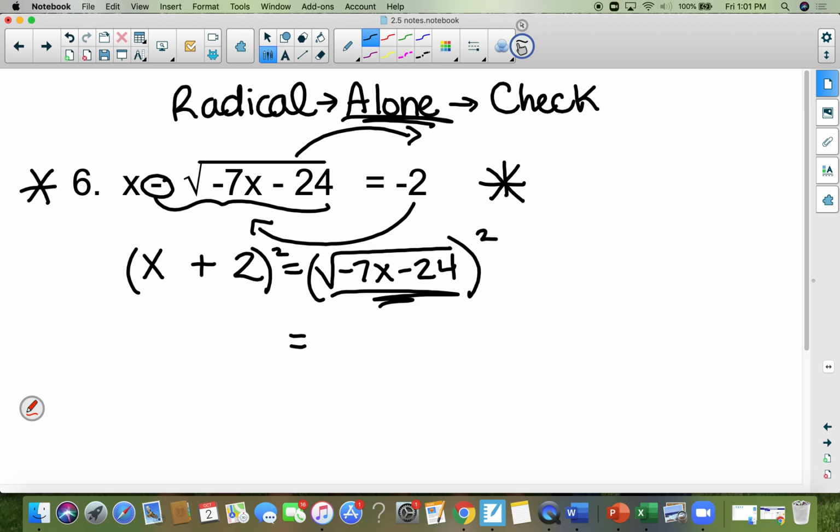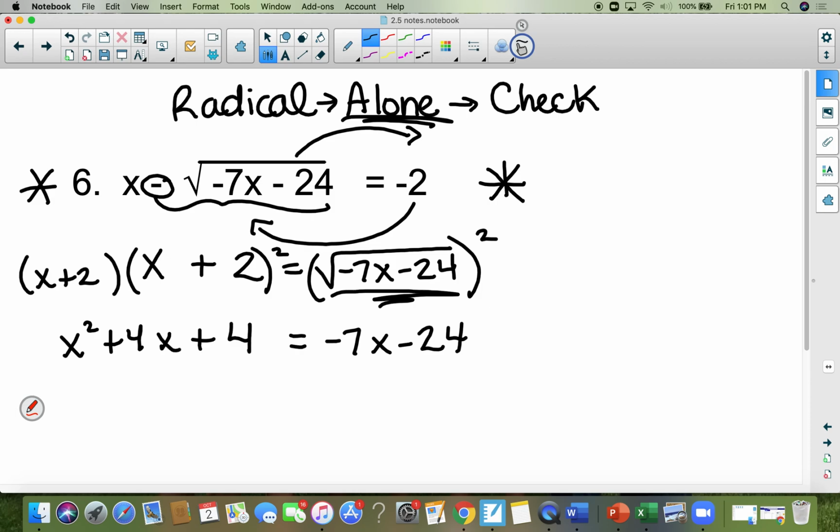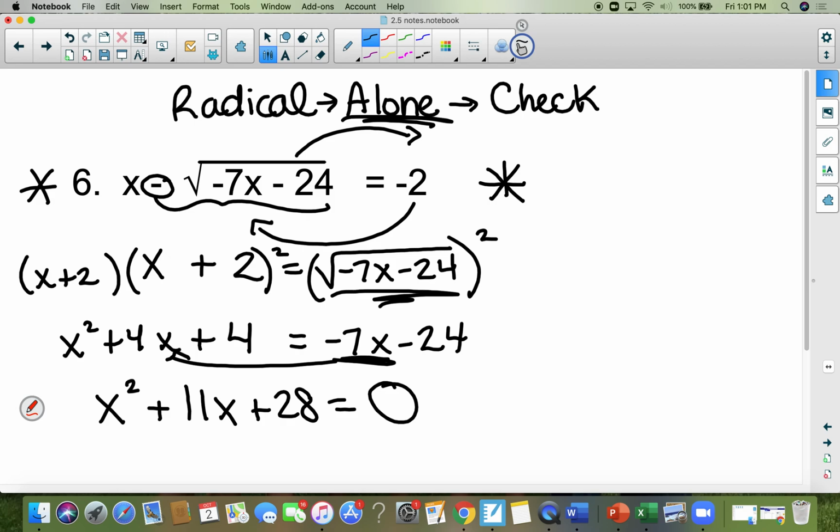And when you square, you get a negative 7x minus 24. And here comes my x plus 2 squared. I did one like this a couple of problems ago. Remember, it's x plus 2 and x plus 2, which really makes x squared plus 4x plus 4. You have to bring everything over to one side. X squared plus, I'm bringing him over to join the 4x. That makes 11x. I bring the negative 24 over to join the 4. That makes 28 equals 0.